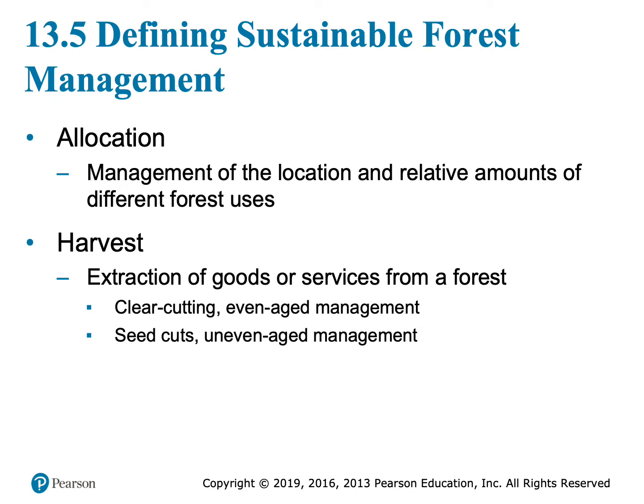So how do we define sustainable forest management? We look at allocation, which is the management of the location and relative amounts of different forest uses. We look at harvest, which is the extraction of goods or services from a forest. We look at clear cutting, which is the complete removal of forest canopy trees. This is the most controversial harvest practice and could lead to erosion, flooding, and effects on wildlife. And then there's seed cuts, which are uneven aged management.